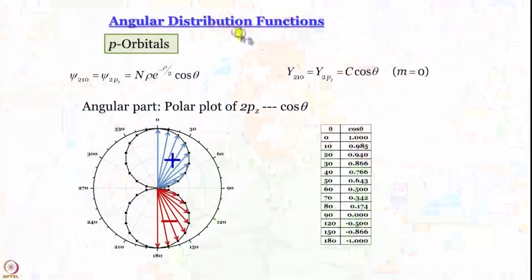And then just to remind you, a very convenient way of drawing these angular distribution functions, angular parts of the Schrodinger equation, is by using polar plots. What I have written here is the total wave function of psi 2pz, or psi where n equal to 2, L equal to 1 and m equal to 0. Again it is a spoiler, but you get something like this. If you forget the radial part, you are left with the angular part cos theta.